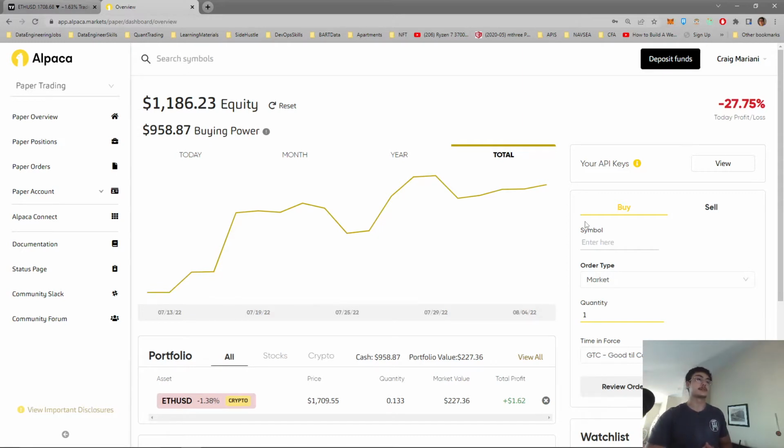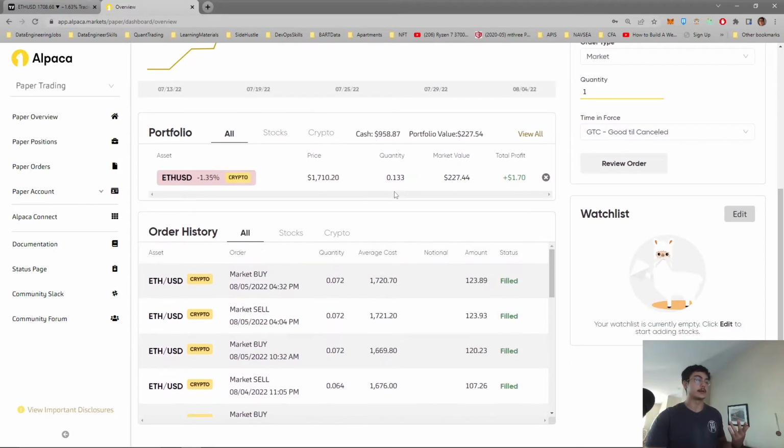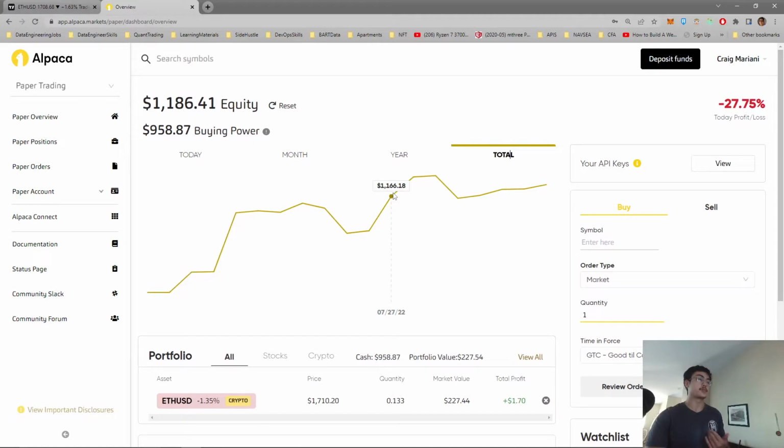So as you can see here, despite today's profit and loss, which looks kind of big, we are actually up almost 20% on our account. We started with $1,000 back on July 13th, and currently it is August 5th. And as you can see here, we're executing trades, so the bot does seem to be working and it seems to be profitable. That being said, I do believe that most of these profits are actually from buying and holding Ethereum.